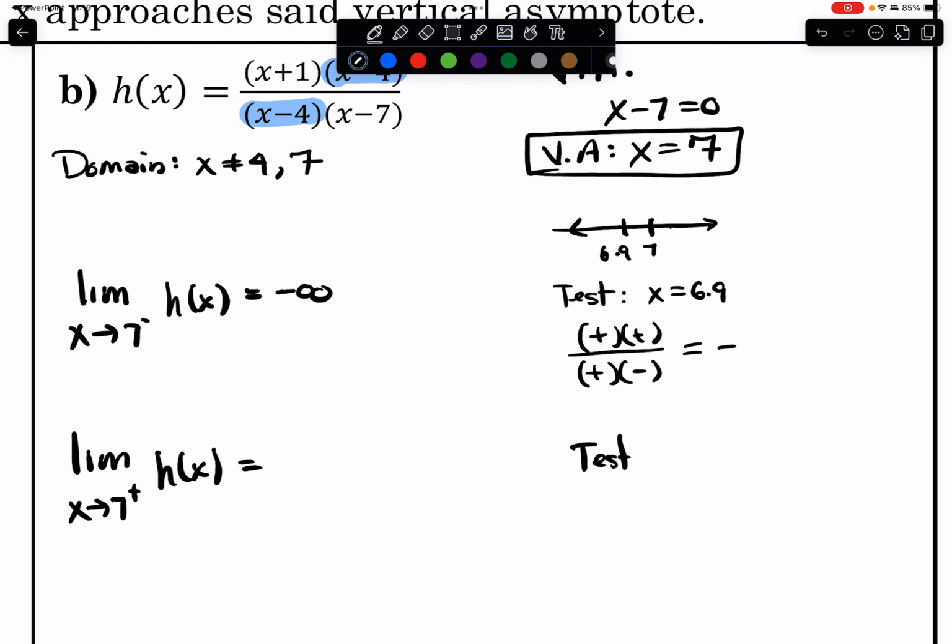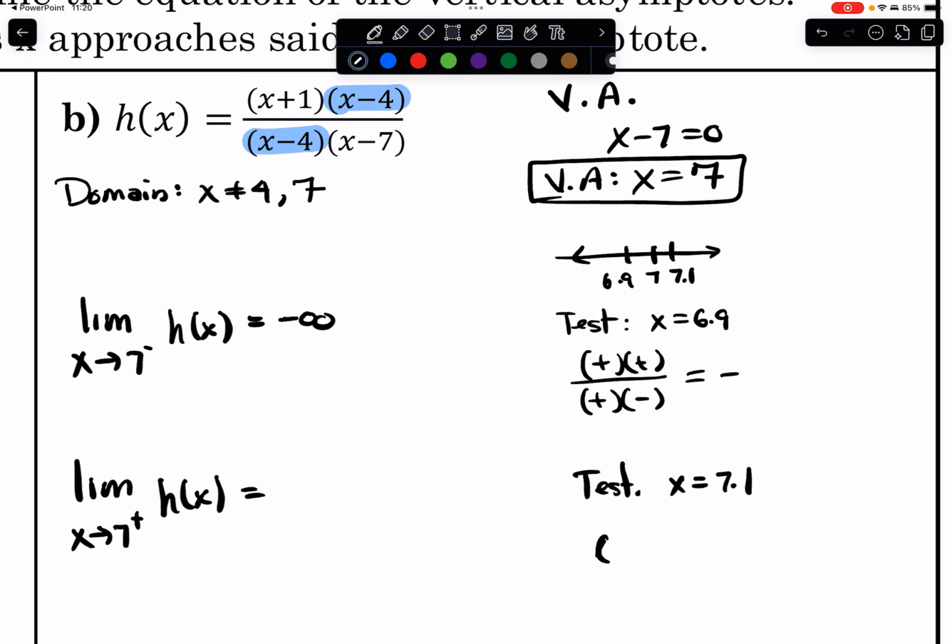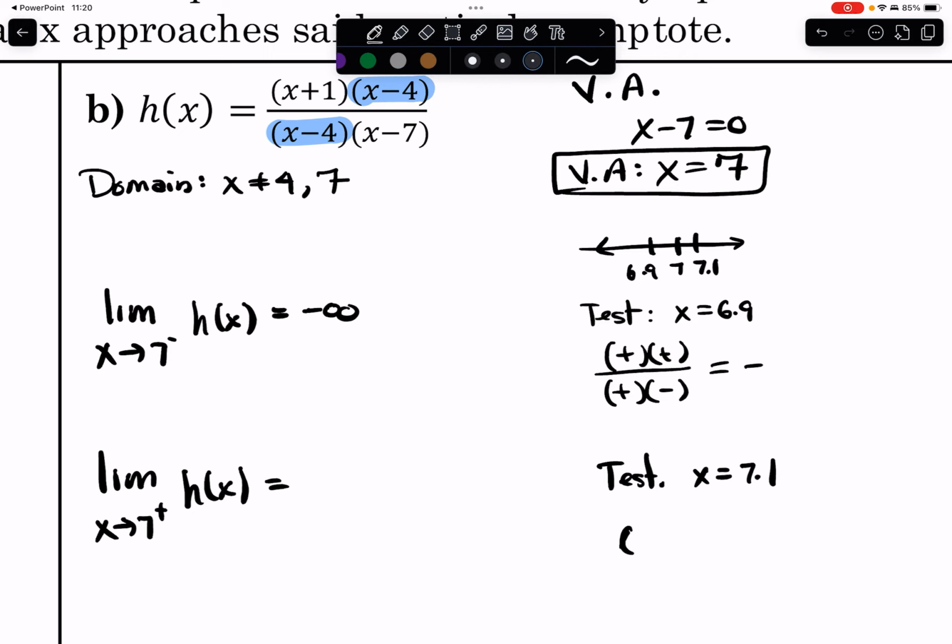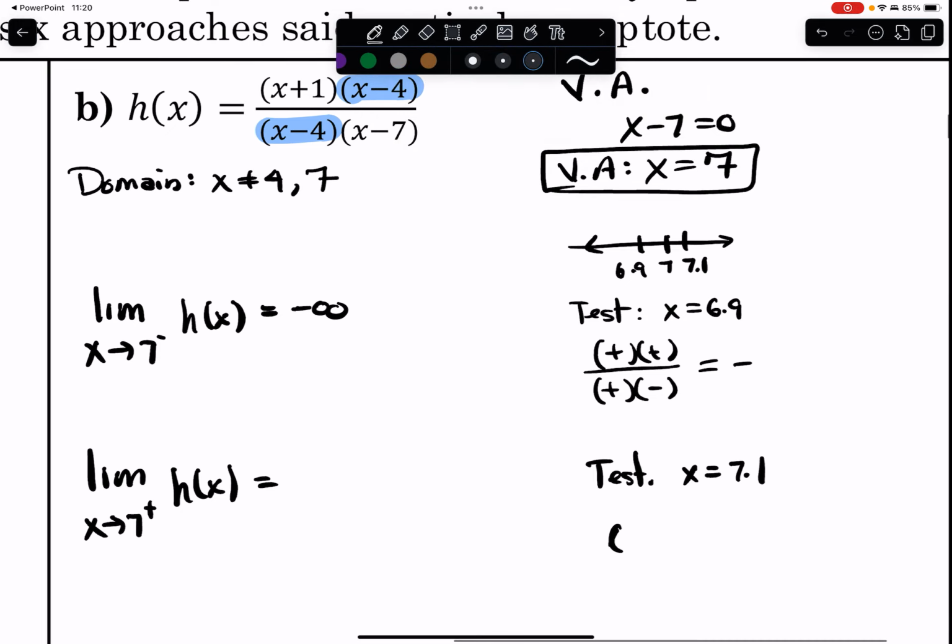Now we're going to test the value on the right side, and I'm going to test 7.1. So if I test 7.1, that's positive on 7.1 plus 1. 7.1 minus 4 is negative. 7.1 minus 4 yet again is negative, and 7.1 minus 7 is positive. So these two negatives cancel each other out to make a positive, so no more negatives, so this entire thing is positive. So positive infinity.